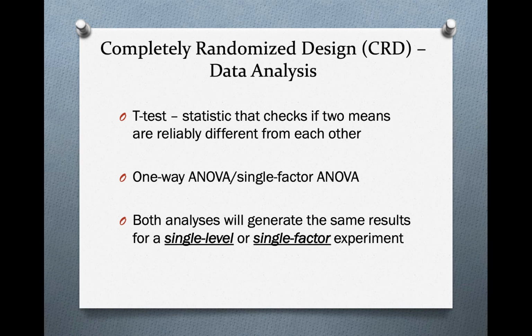We can either use a t-test, which uses a t-statistic that checks if two means, so a mean from treatment group 1 and a mean from treatment group 2, are reliably different from one another. The other way is using a one-way analysis of variance, also called a single factor ANOVA. Both of these analyses with a completely randomized design data set will generate the exact same results as long as the design is a single level or single factor experiment. What that means is that we're only testing one set of treatments.